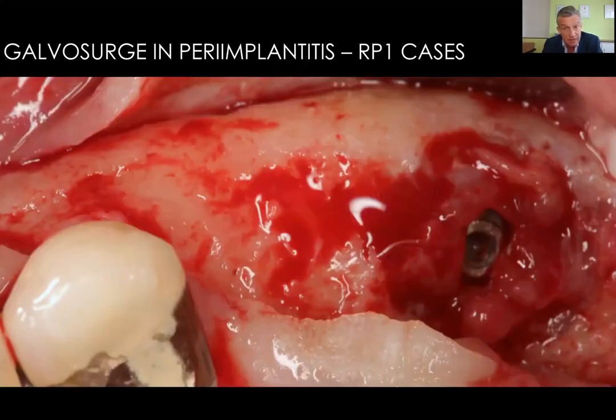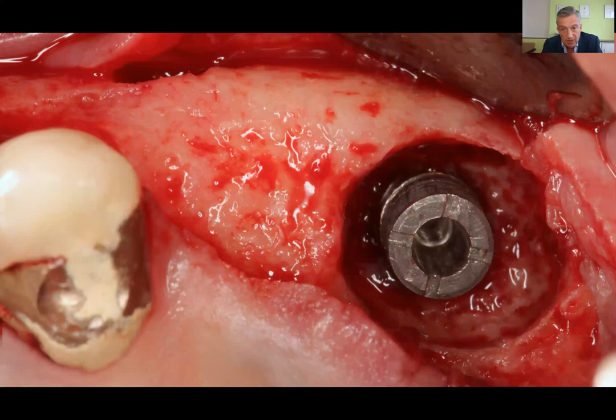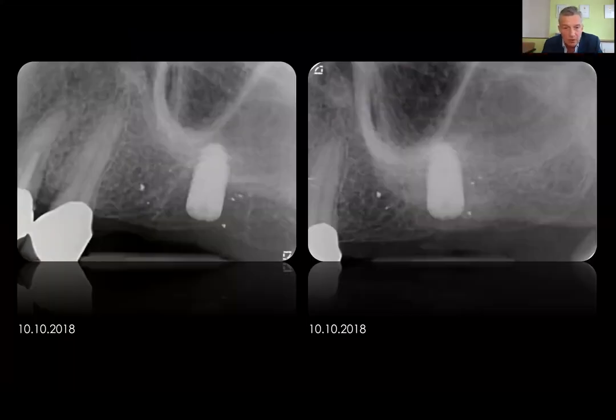Let's share some cases. RP1 cases, so the easy cases with complete bone walls surrounding the implants. But the defect was very deep, and also very wide. So as you will agree, this is not a defect which heals by itself when you just clean the implant. So we augmented it with Bio-Oss and autogenous bone. You see the X-ray directly after healing, so we had bone loss almost to the tip of the implant.